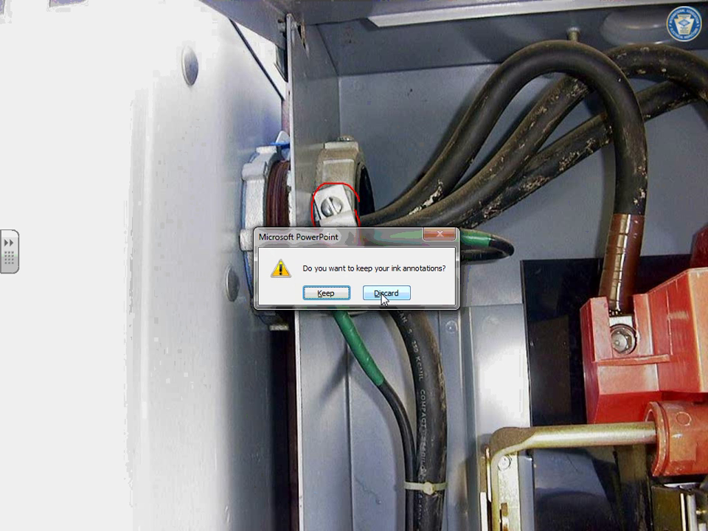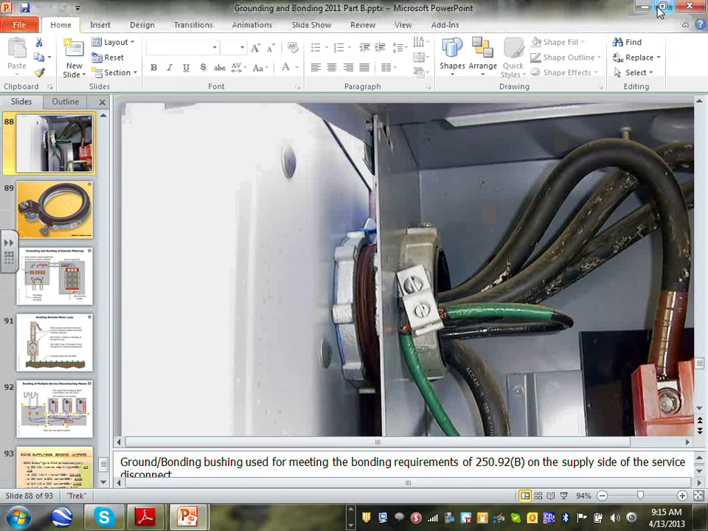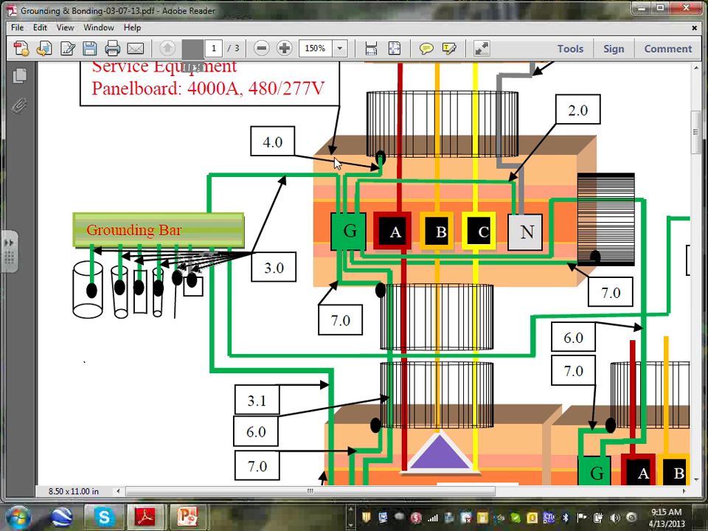So that's what I'm going to disregard here. I'm going to go back, minimize that, and go. So that's the whole main reason that number 4 is called the main bonding, supply side bonding jumper. Any question, guys, about the supply side bonding jumper?